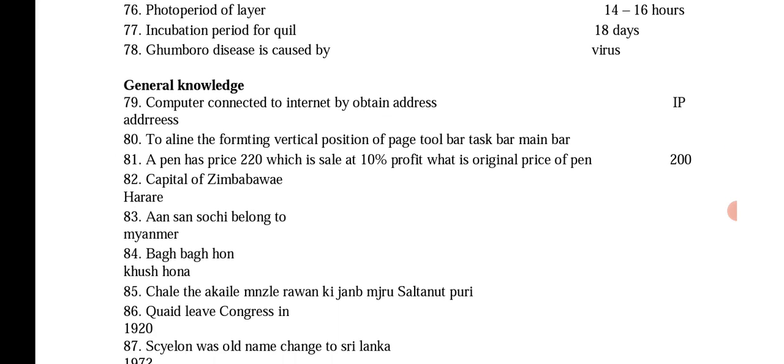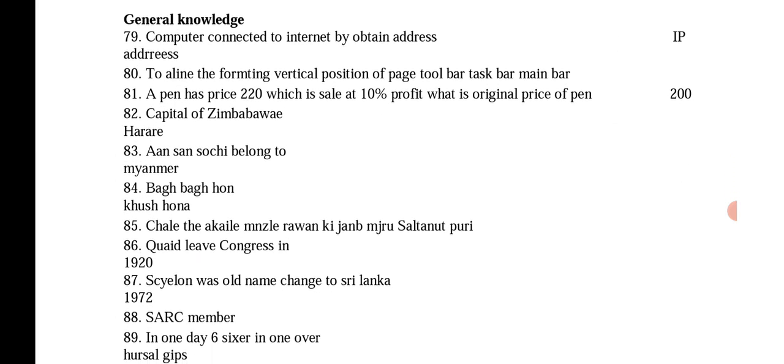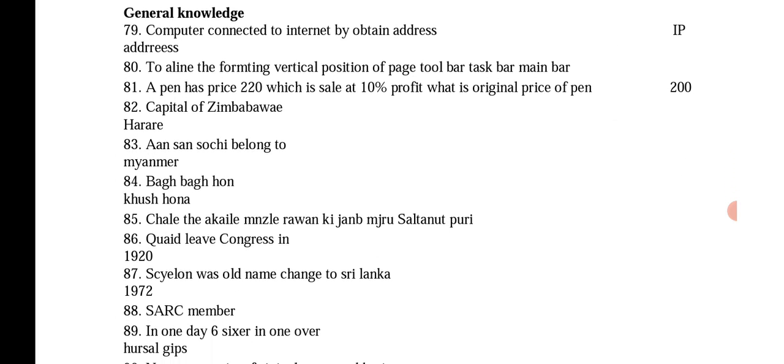A pen has a price of 220 and is sold at 10% profit. What is the original price of the pen? Its original price is 200. If the pen's sale price is 220 and it is sold at 10% profit, then its original price was 200.